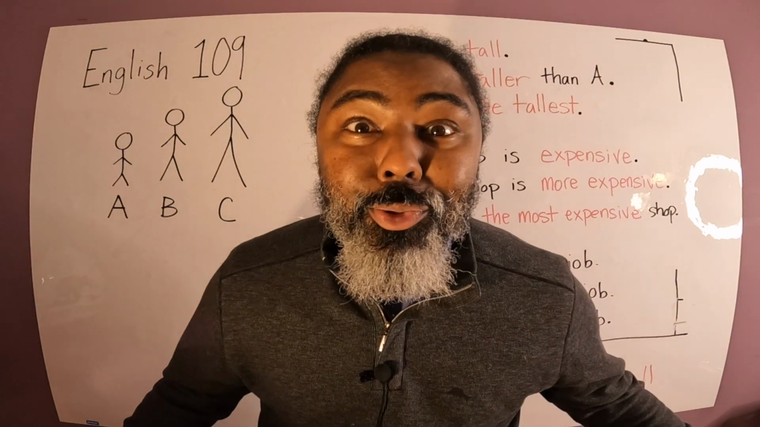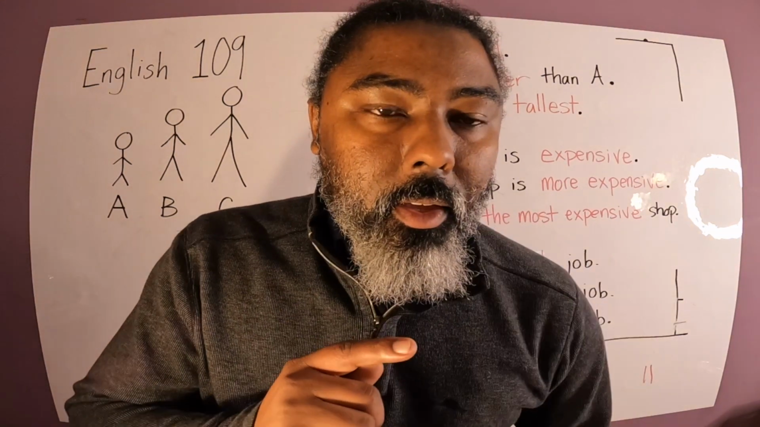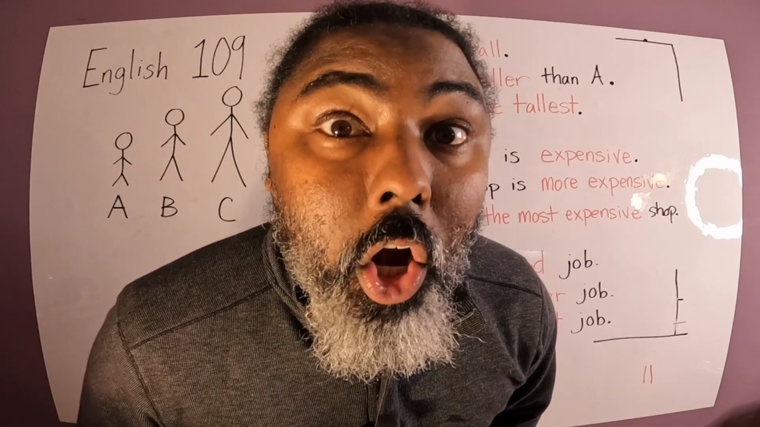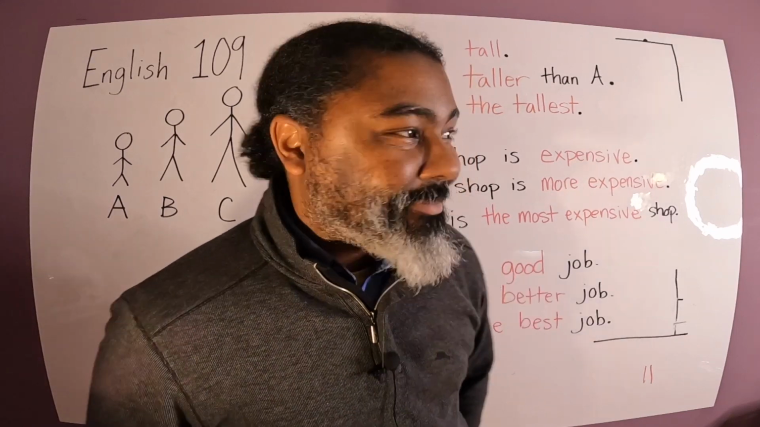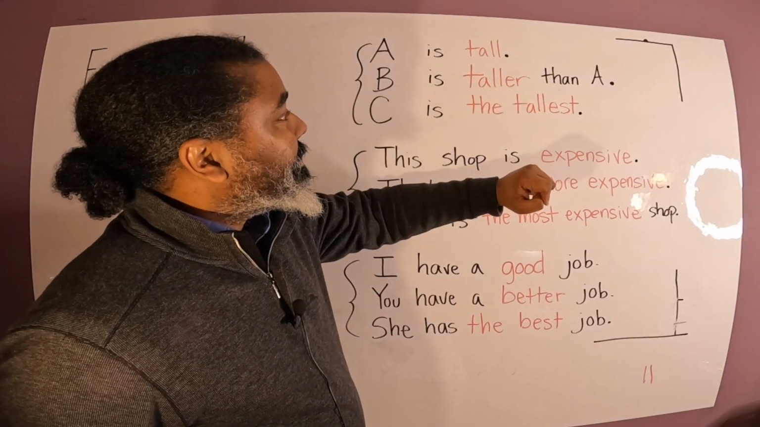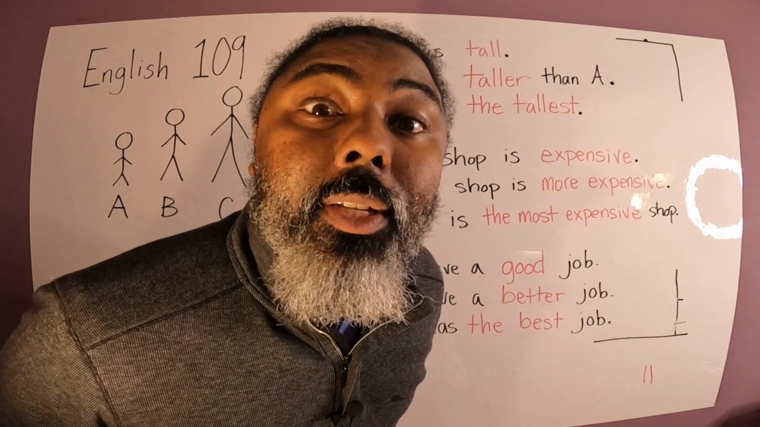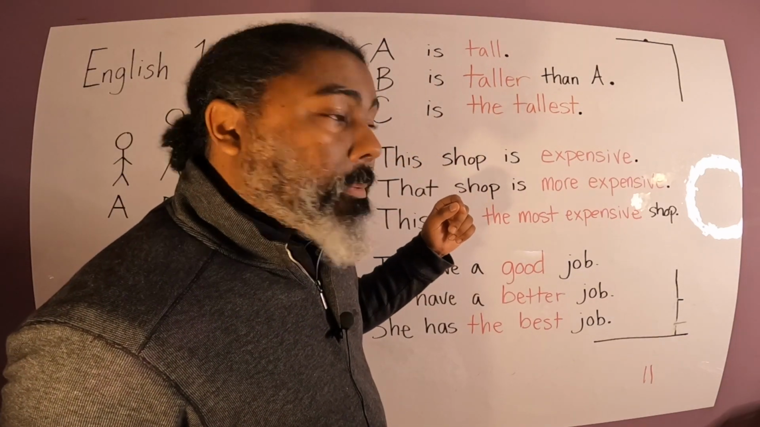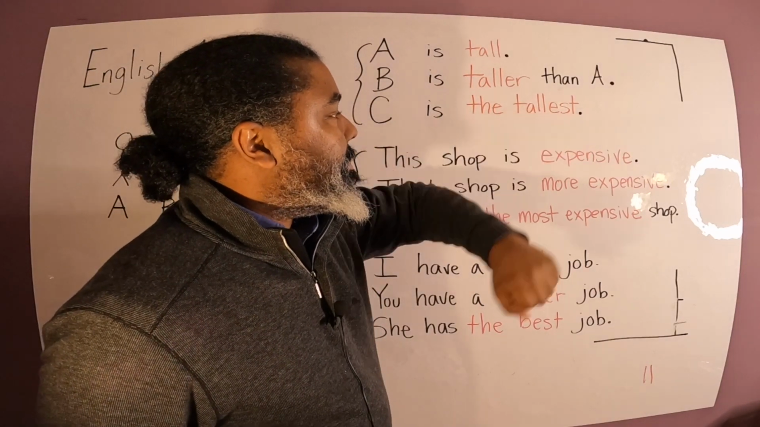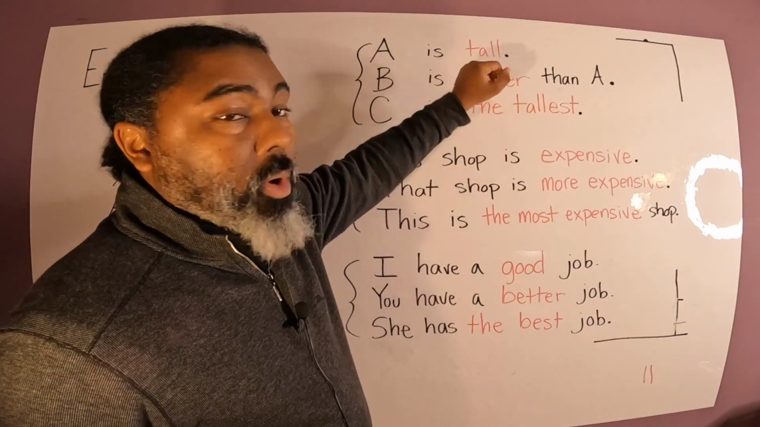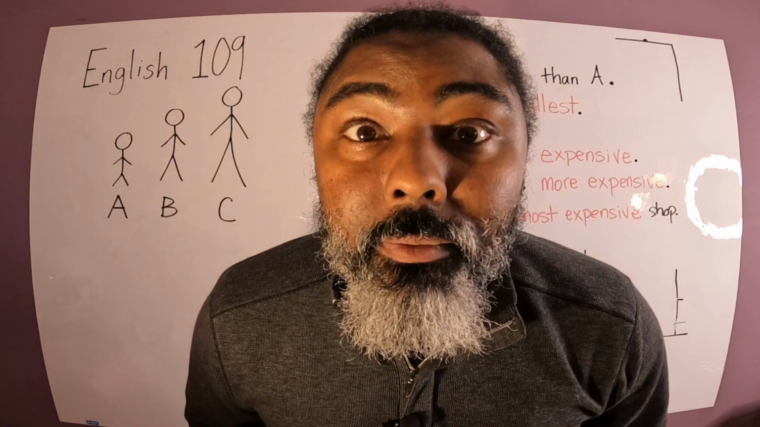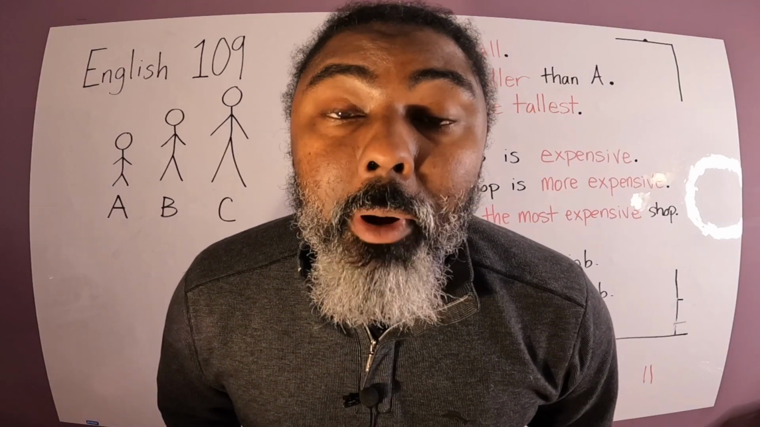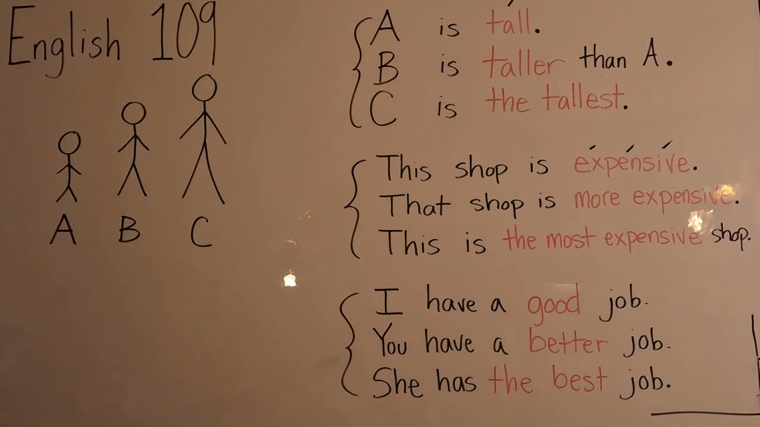All you have to do, students, is take an adjective and basically add ER to that adjective. ER. That's to make the comparative. To make the superlative, you add EST. So the basic adjective, tall, becomes taller, and the superlative is tallest.